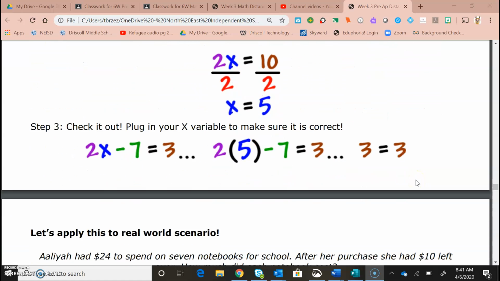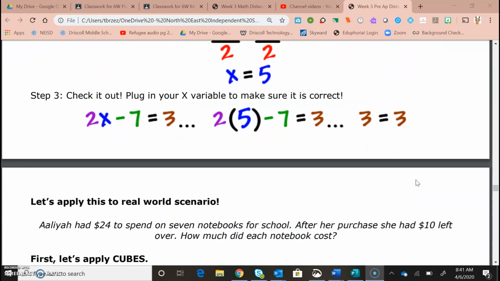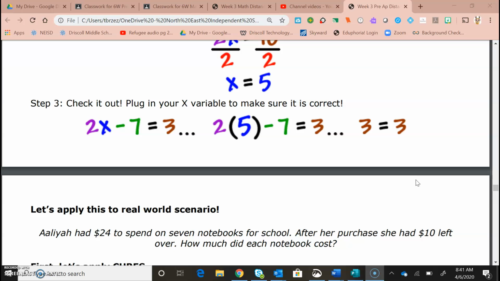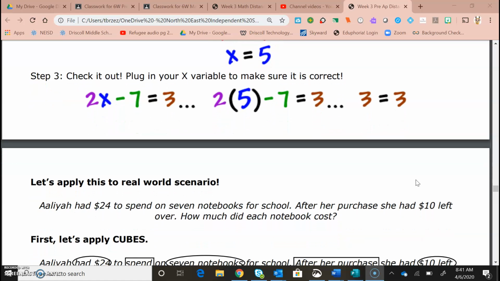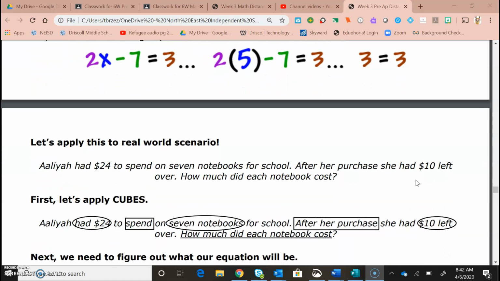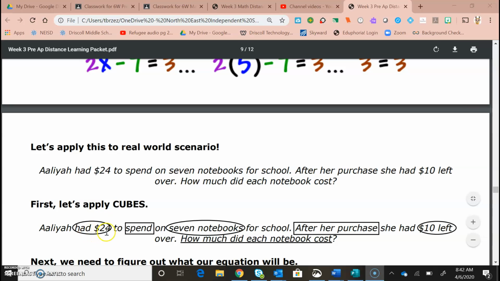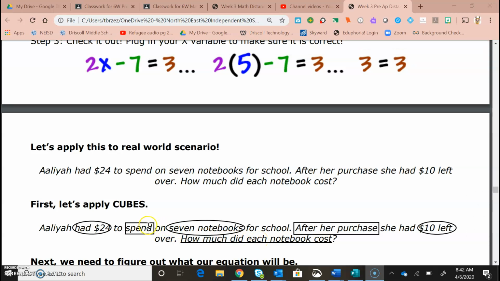Let's look at a real world scenario. Aaliyah had $24 to spend on 7 notebooks for school. After her purchase, she had $10 left over. How much did each notebook cost? Now remember, we always want to apply CUBES. So we want to circle our key numbers, underline our question, box in any math action words, and then we'll solve from there.